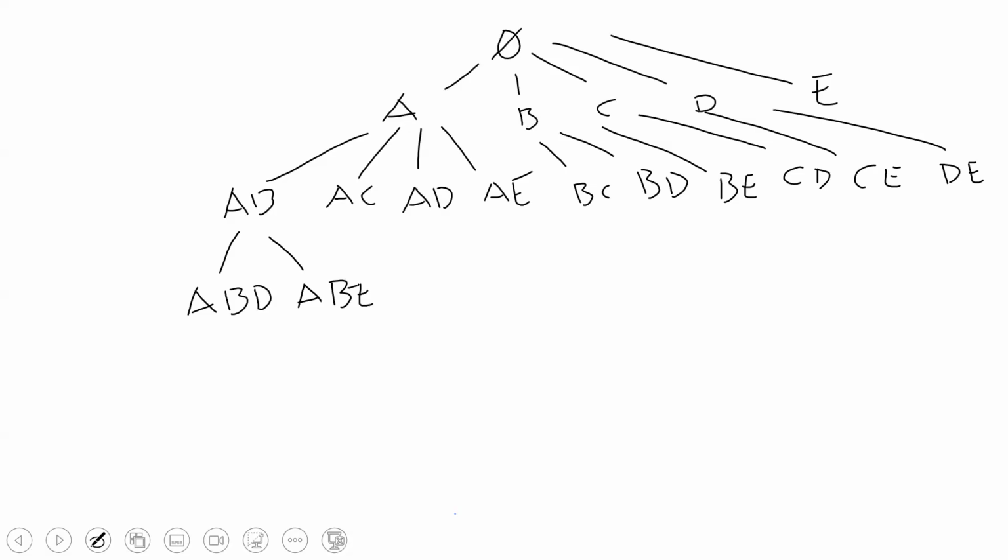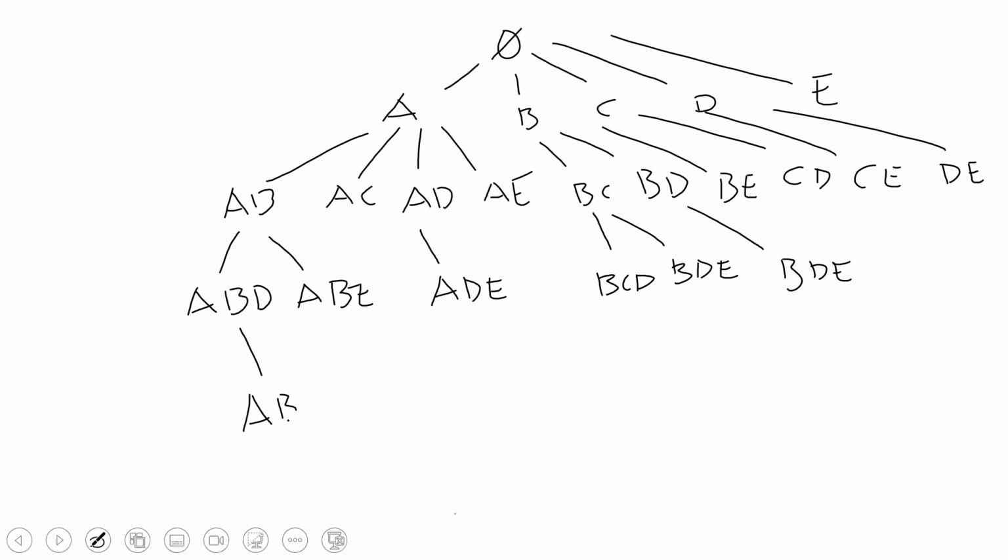ACD is not frequent, so AC will not come. So this comes to ADE. BCD is not coming. BD is not frequent. And we have BDE, which is frequent. And then we have ABDE.